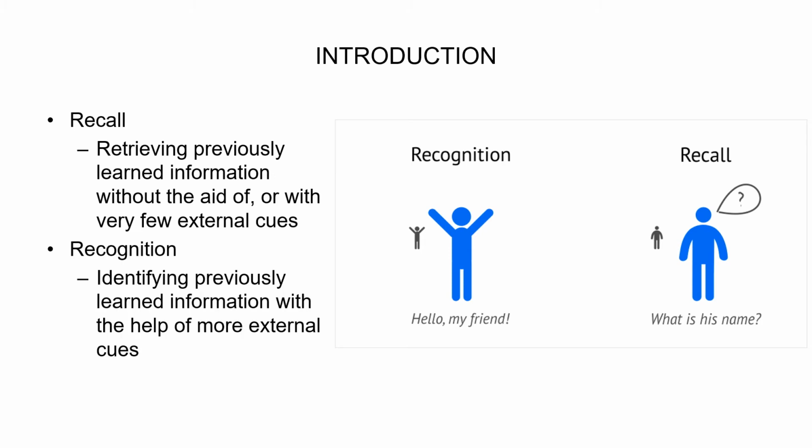Then you have recognition, where you identify previously learned information with the help of external cues. So this is more of what you see on the right of this one here, the whole hello my friend, where you see a person, you remember them. So it's recognition, where you're taking this external cue, seeing them, and then remembering things about them.